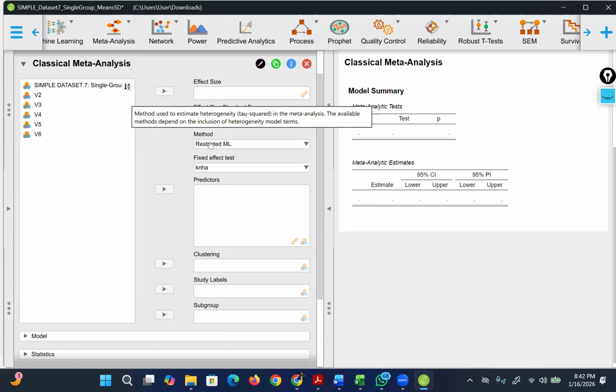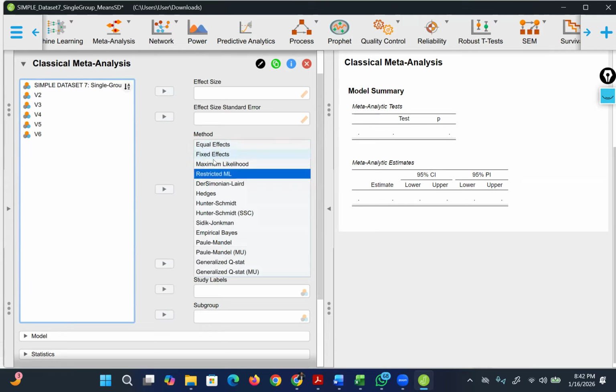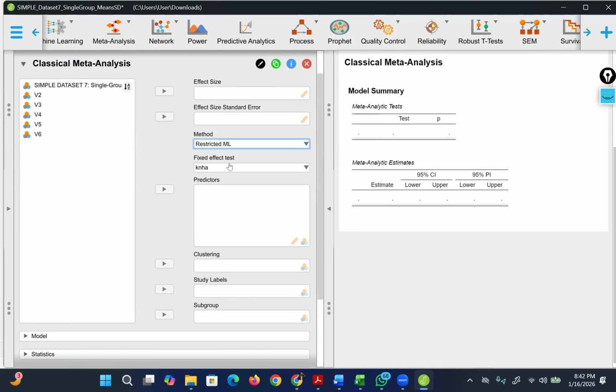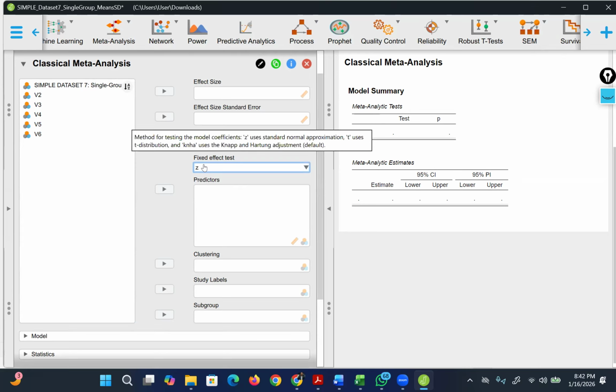So basically, it measures the heterogeneity. If I go to the maximum likelihood method, similarly, it is also available depending on the inclusion of the heterogeneity model, meaning that it also measures the heterogeneity or homogeneity. So basically, these are the important issues. Now, for the fixed effect test, we have Z-score, t-test, and Knha. We can prefer Z or we can prefer t-test; it depends on what we are actually trying to find out from the value.